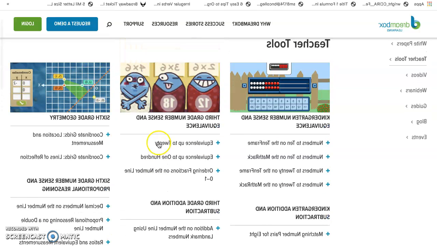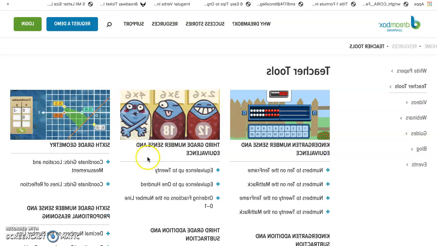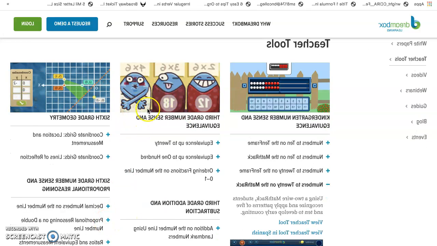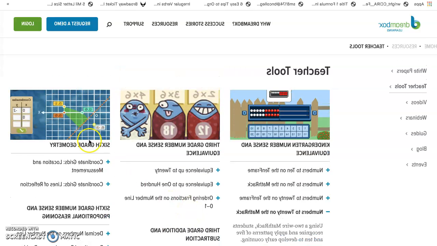Number sense is one of my targeted areas, so I really liked looking at some of these. So, numbers to 20 on the 10 frame. Here's your 10 frame, and then a math rack. So it shows you different things. Here's your racks, here's your number frame, and just being able to use those in pattern and develop counting for kids.